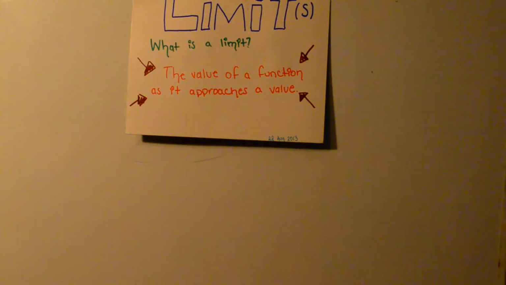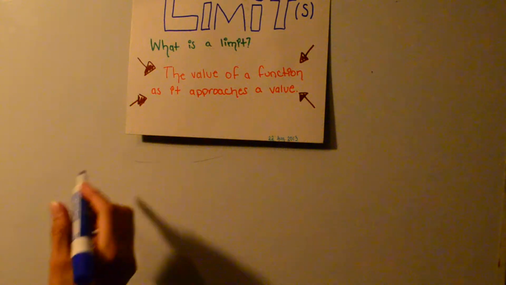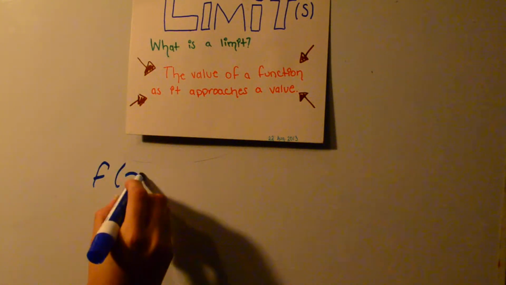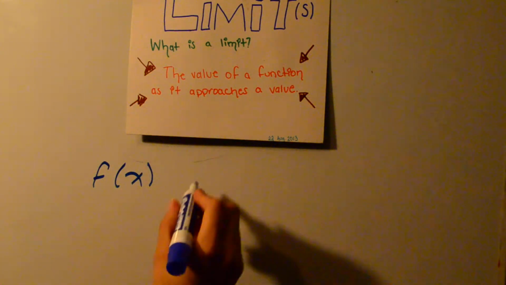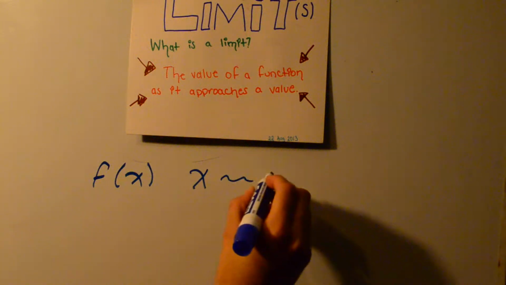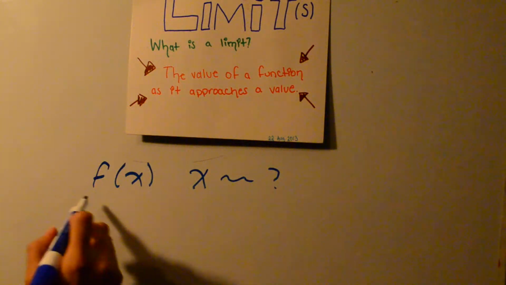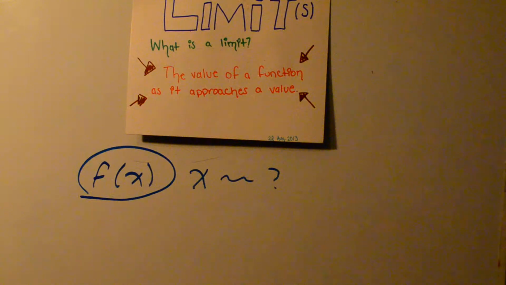So this year you are starting off with limits. Now what is a limit? A limit is the value of a function as it approaches a value. So essentially you have f of x, and what they're saying is as x approaches whatever number, what is the value of your entire function as a whole?